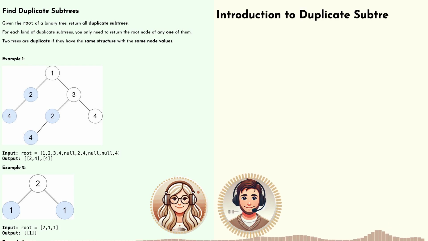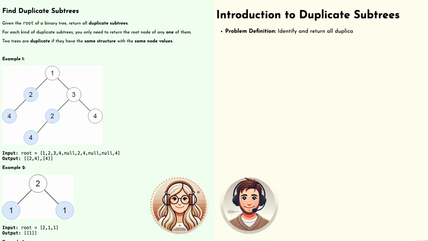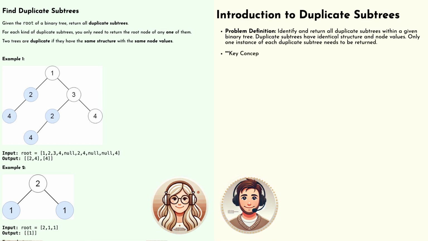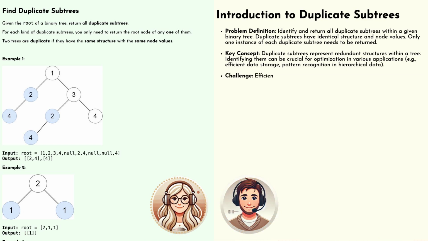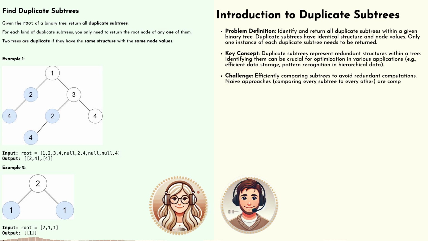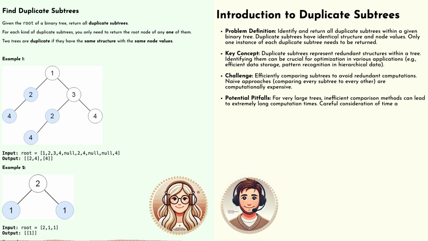Welcome back to AI.Code.Cast. Today, we're going to be taking a deep dive into this problem of finding duplicate subtrees within a binary tree. It might sound a little abstract, but I promise it has some really interesting applications, like in plagiarism detection and data compression. Absolutely. It's really cool how this seemingly theoretical problem pops up in all sorts of practical areas.